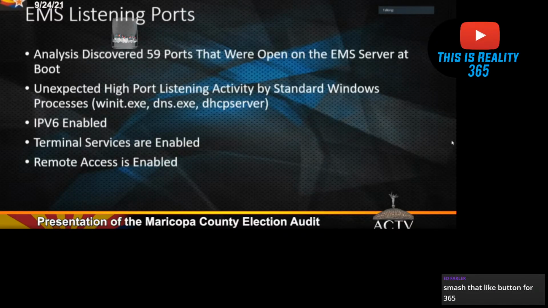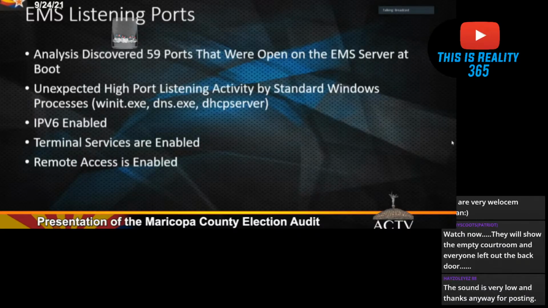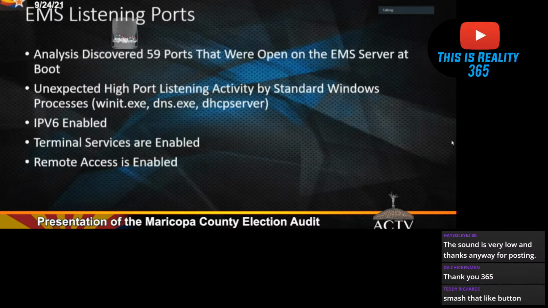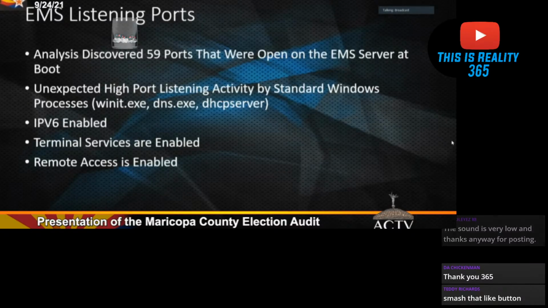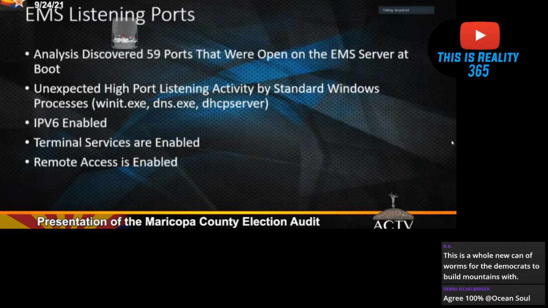All of those are normal, valid Windows processes. But for example, DNS, the default port on that is port 53, okay? In the case of the EMS, we not only had the port 53, but we also had DNS monitoring on a high port, and I won't list that port number here in this open forum, but that was a little bit unexpected. I will tell you that on the EMS you were utilizing both IPv4 and the newer version IPv6 enabled.